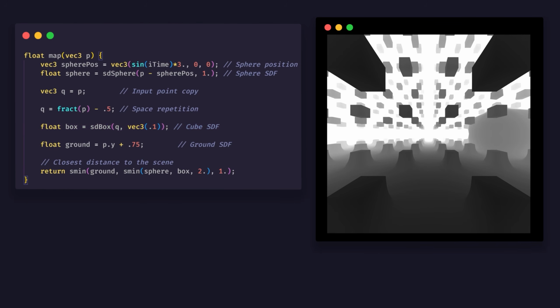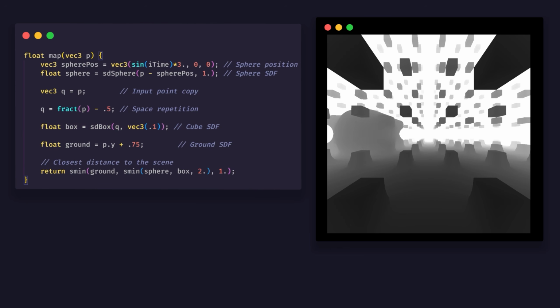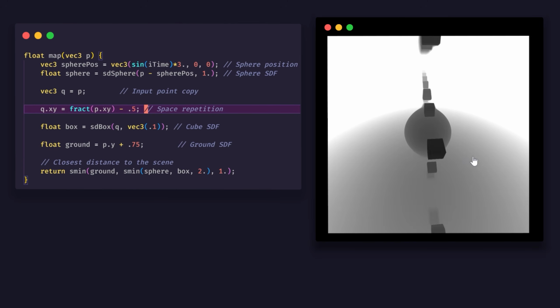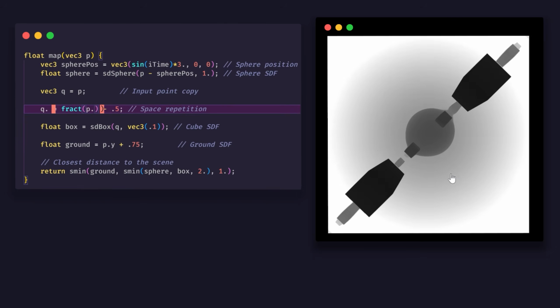And using this simple technique, we have achieved infinite space repetition in all 3 axes. The render is only limited by the maximum iteration count and distance limit set earlier. Note that it would also be possible to apply space repetition to individual axes instead of all 3 of them.